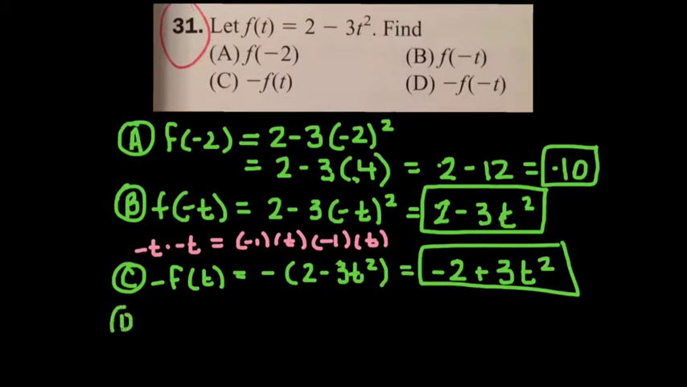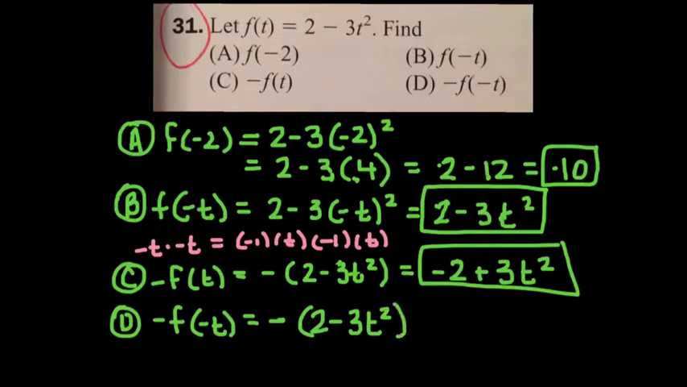Finally, for part D, to take the opposite of f of the opposite of t, well, again, that's taking the opposite sign of every term that makes up f of the opposite of t. But we found in part B that f of the opposite of t is just that 2 minus 3t squared. So when I fill this in, I'm going to be taking the opposite of 2 minus 3t squared, which ends up giving me the same thing as part C, which is negative 2 plus 3t squared.